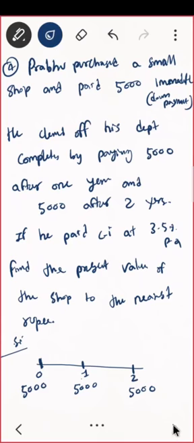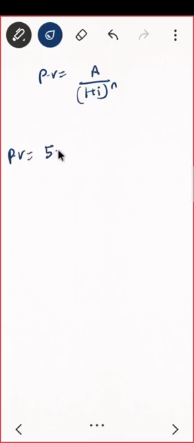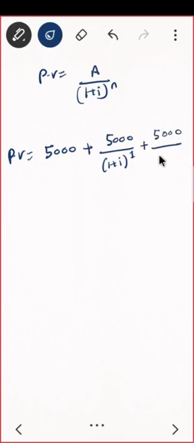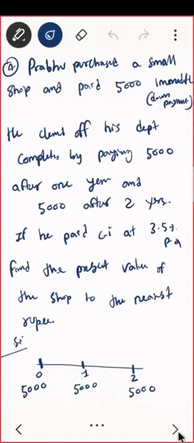Yes, what is the formula? What is the formula for present value? Present value is amount upon 1 plus I raised to n, correct? But there are three payments, so your present value will be divided by amount, whatever amount. In first year he is giving 5,000 rupees, so there is no interest for the first year. In second year he is giving 5,000, so it will be 5,000 divided by 1 plus I raised to 1, plus in third year he is giving 5,000 upon 1 plus I raised to 2, like this. And what is the rate? It was 3.5%, so it will be 0.035.